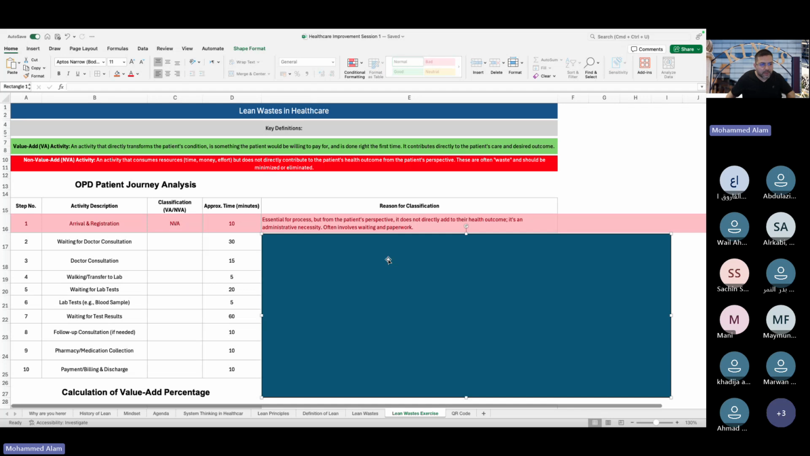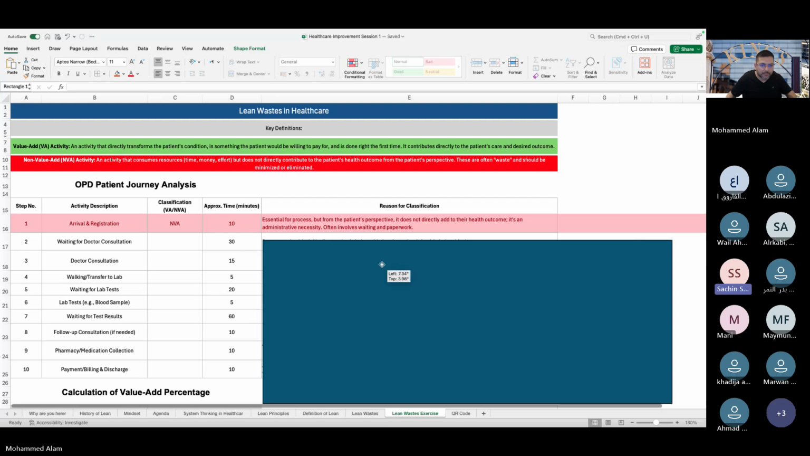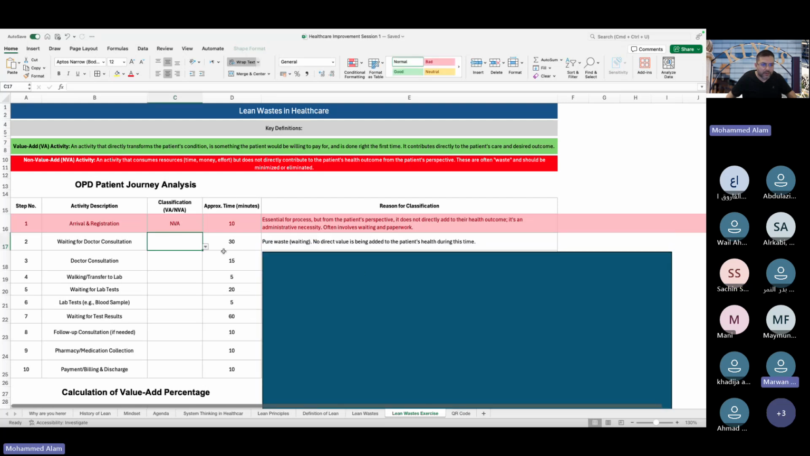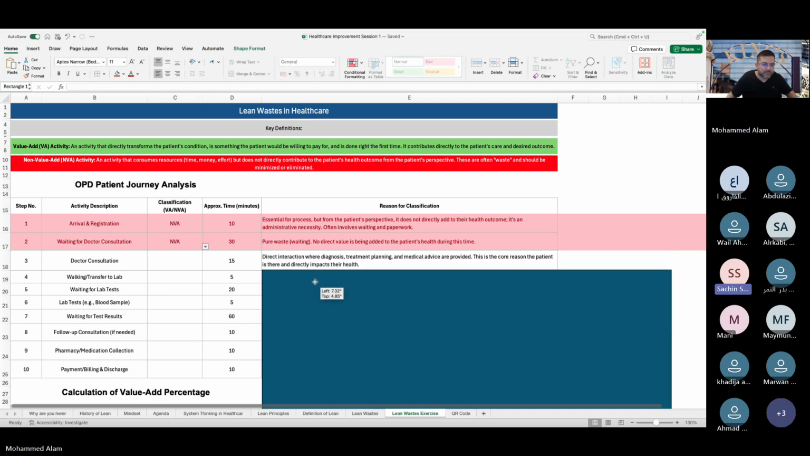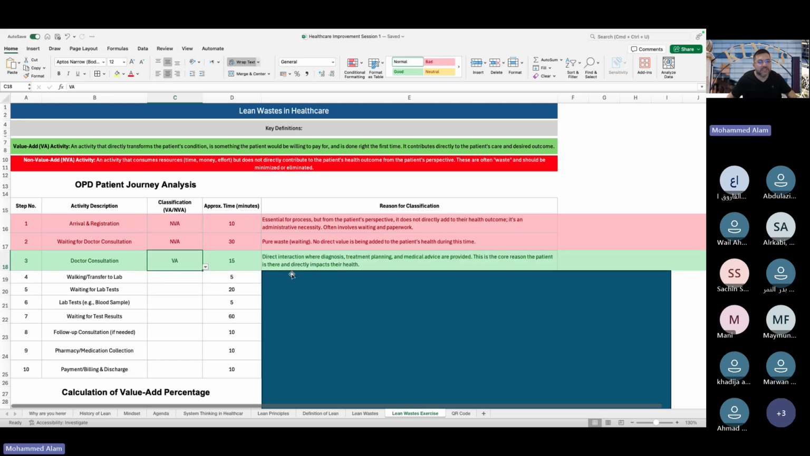Now the next step, registration is done. Waiting for doctor consultation: is it value add or non-value add? Non-value added. Perfect. It's a pure waste. I don't need to discuss it. How about the doctor consultation? Value added. Perfect. Because it's a direct interaction where diagnosis, treatment planning, and medical advice are provided.